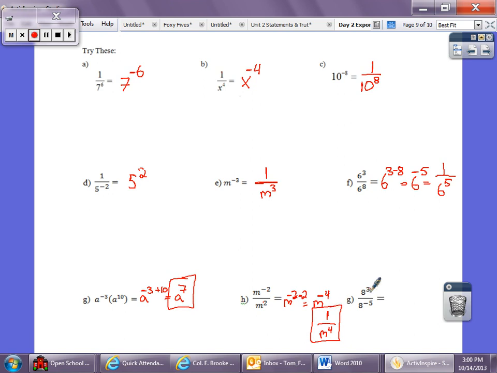And then the last one, well, we're dividing, so what we can do is subtract our exponents. 3 minus negative 5, which is going to give us 8 to the 8th, which is our final answer. And that is our second law of exponents that we worked with today. So we looked at a power of a power and then negative exponents.